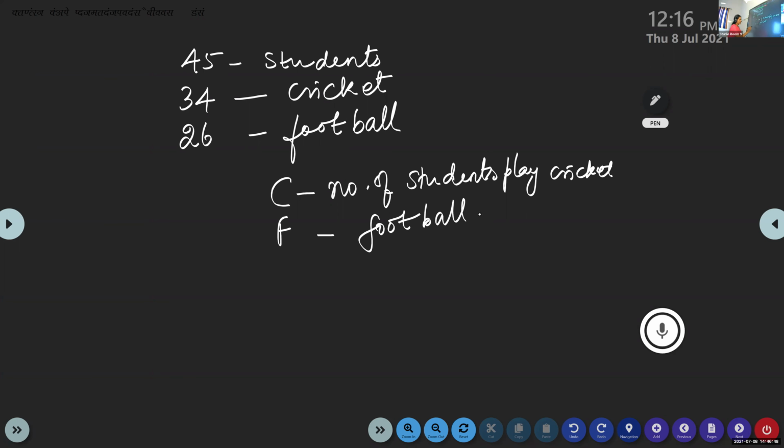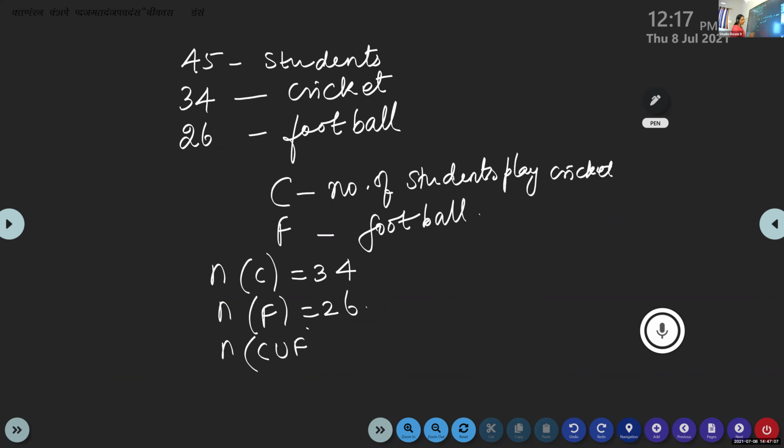So, it is given n of C is 34 and n of F is 26. Total, there are 45 students in the class. So n of C union F is 45. If you take each student, they play at least one of the games, either the first one or the second one.